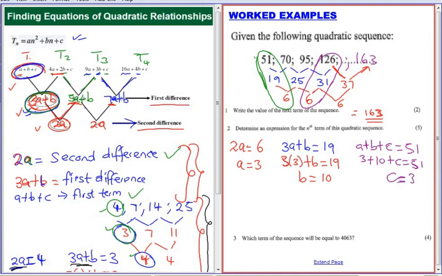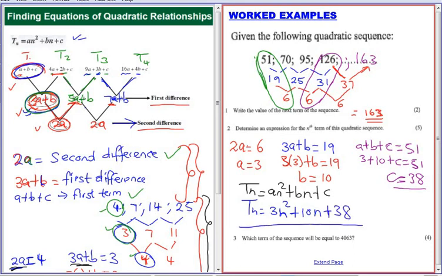It should be 38. All right. So from what we know, the general term is an squared plus bn plus c. So in this situation, we are going to just have to say 3n squared plus 10n plus 38, isn't it? So that would be our general term.